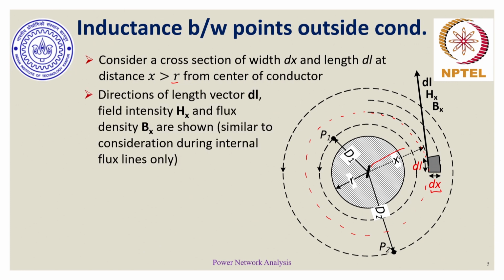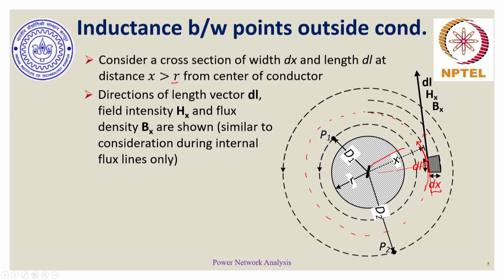So, why should the length vector, magnetic field intensity, and flux density align along the tangent at the point where dl or dx is being measured? The answer is simple. Since we are measuring dl along the circumference of this circle whose radius is x, the corresponding dl vector would definitely lie along the tangent. If this is the circle, then this line is the tangent, which is at 90 degrees with respect to the radius drawn from the center.